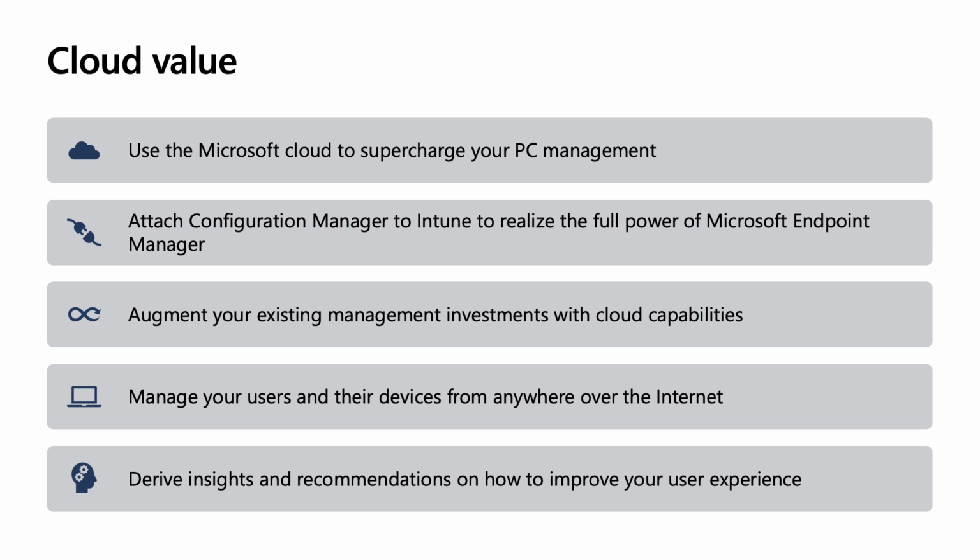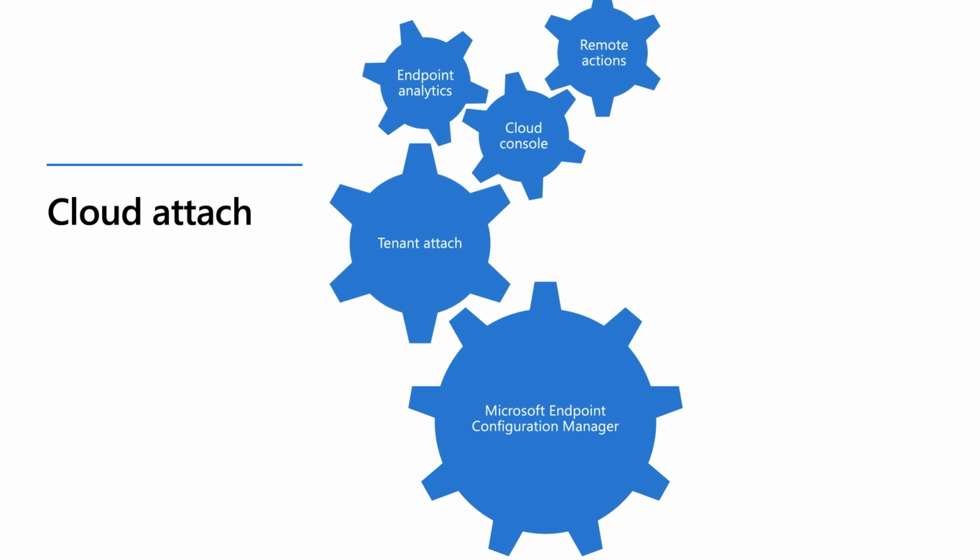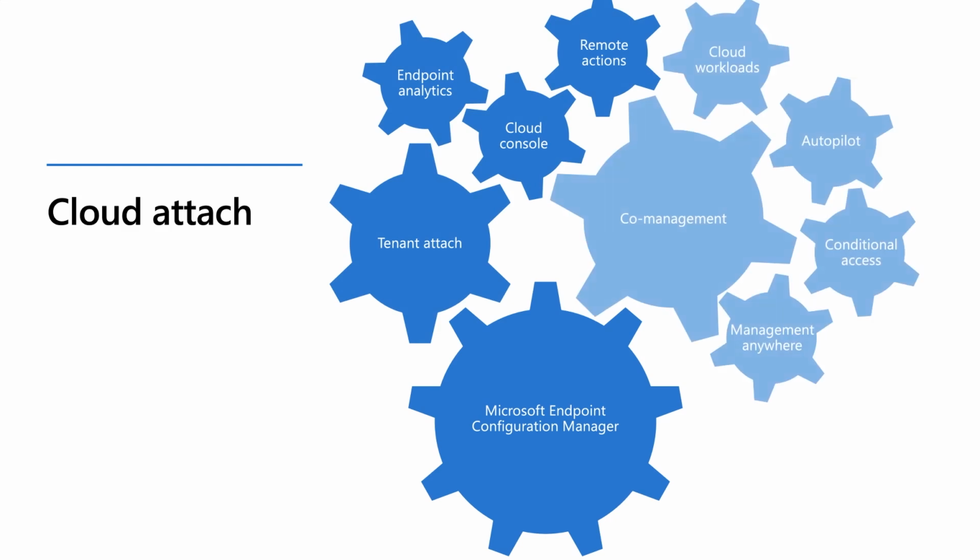As you saw in the previous slide, there are a number of ways to attach Configuration Manager to the cloud. Last year, we announced Tenant Attach, which allows you to get cloud features such as our Cloud Console without any client-side dependencies or prerequisites, such as enrolling the device. Co-management allows you to leverage Intune functionality on your existing Configuration Manager managed Windows 10 estate by enrolling those devices into Intune to gain Intune features on your Windows 10 estate.